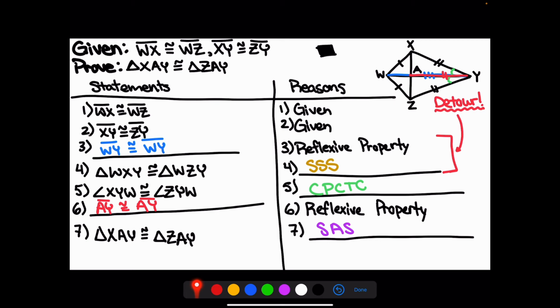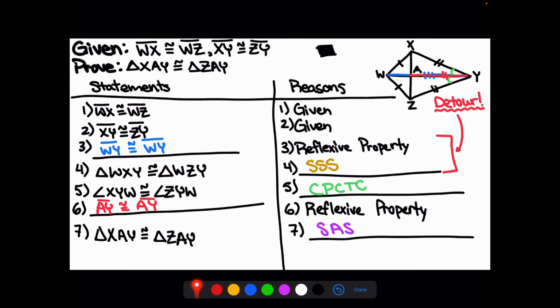I'm just going to go ahead and put it all up right now. WX is congruent to WZ, and XY is congruent to ZY. From there, I can say that YW is congruent to itself by the reflexive property. Well, that will allow me to say that this whole triangle WXY is congruent to triangle WZY. The reason that we can say that is side, side, side.